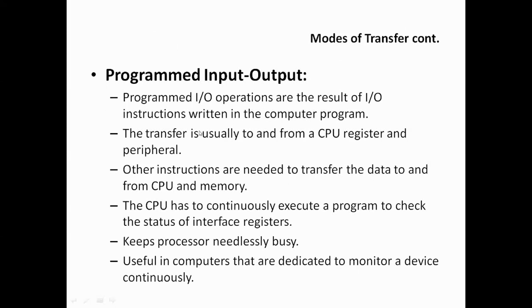The program will be made up of obviously instructions, and those instructions of the program, what will they do? They will first transfer the data from the IO device to the CPU, then from CPU to the memory. Or it may be the other way, from memory to CPU, then from CPU to IO device. So CPU exists as an intermediary which transfers the data between memory and IO device.